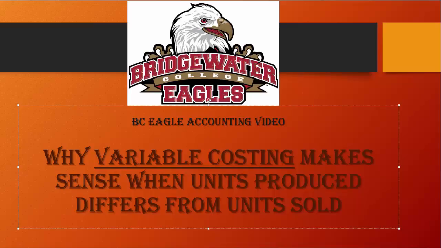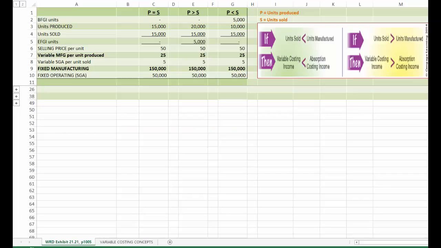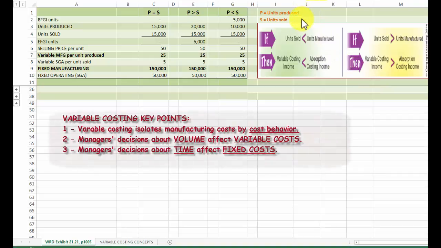Why variable costing makes sense when the number of units produced differs from the number of units sold. This is the second video in a two-part sequence on variable costing. This video explains some of the details about why businesses use variable costing, specifically in cases where the units produced differ from the units sold.